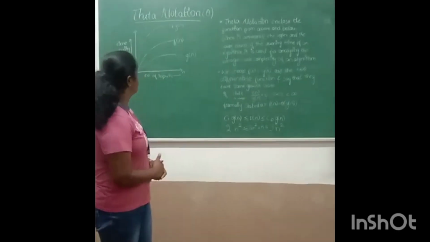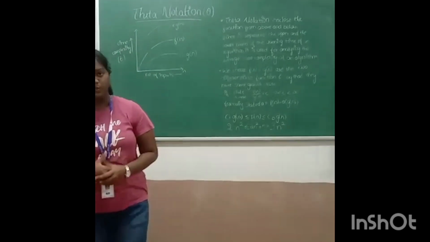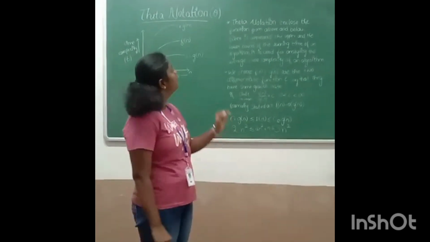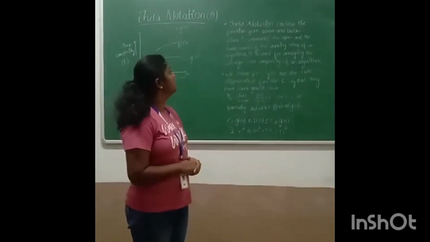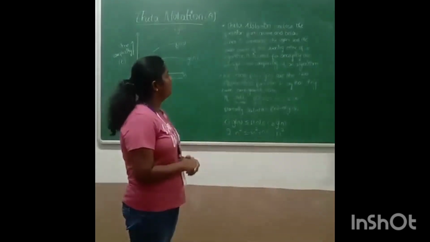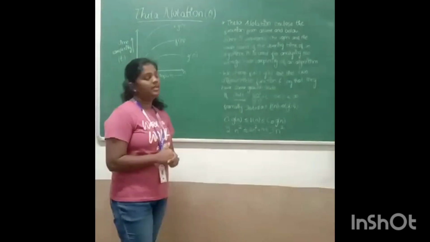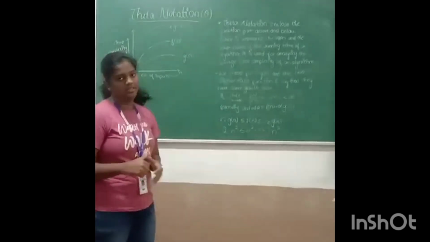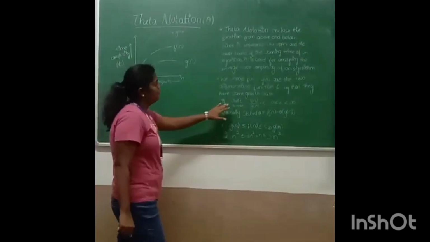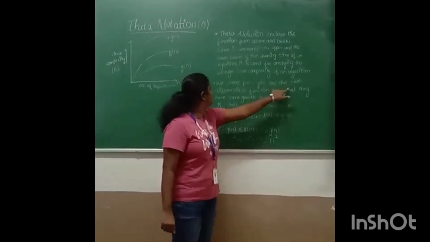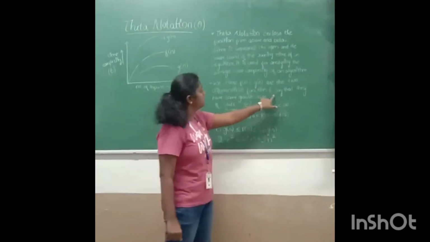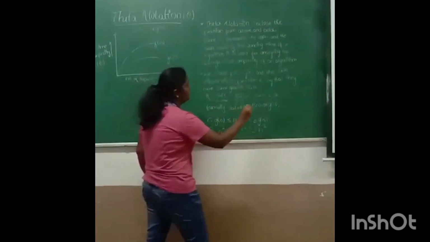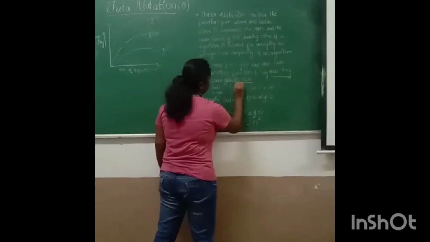The topic is theta notation. This is one of the asymptotic notations. What is theta notation? Theta notation encloses the function from above and below, since it represents the upper and the lower bound of the running time of the algorithm. It is used for analyzing the average case complexity of an algorithm. We take f of n and g of n as two different functions and say that they have the same growth rate. In theta notation, they have the same growth rate.